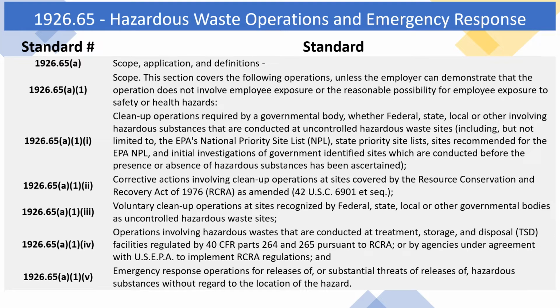1926.65(a) Scope, Application, and Definitions. 1926.65(a)(1) Scope. This section covers the following operations, unless the employer can demonstrate that the operation does not involve employee exposure or the reasonable possibility for employee exposure to safety or health hazards.